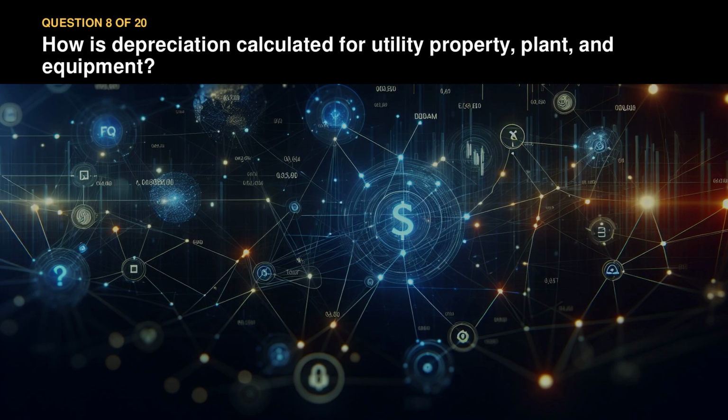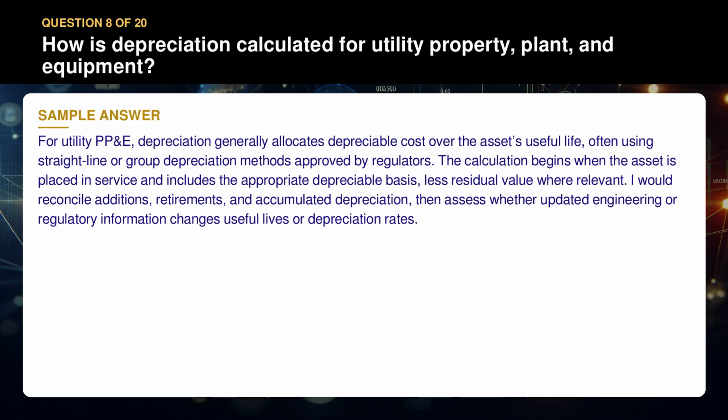Question 8. How is depreciation calculated for utility property, plant, and equipment? For utility PP&E, depreciation generally allocates depreciable cost over the asset's useful life, often using straight-line or group depreciation methods approved by regulators. The calculation begins when the asset is placed in service and includes the appropriate depreciable basis, less residual value where relevant. I would reconcile additions, retirements, and accumulated depreciation, then assess whether updated engineering or regulatory information changes useful lives or depreciation rates.